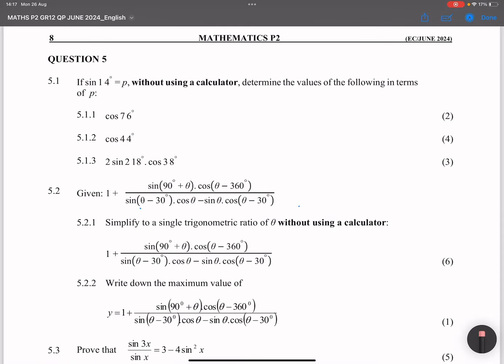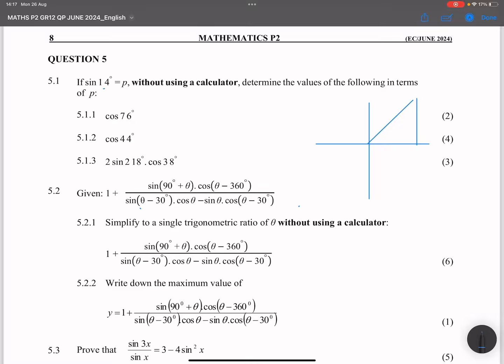And now we get on to question number 5. They say if sine of 14 is equal to P, without using a calculator, determine the values of the following in terms of P. Right, so the first thing that we're going to do here is that we need to first find the triangle for the sine of 14.